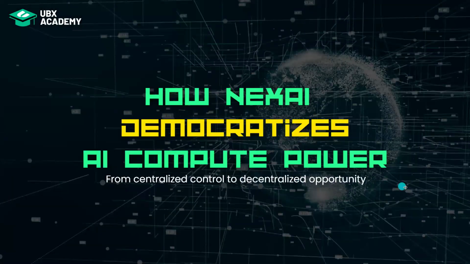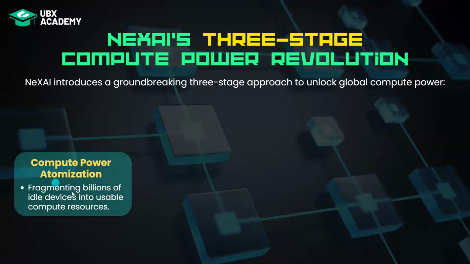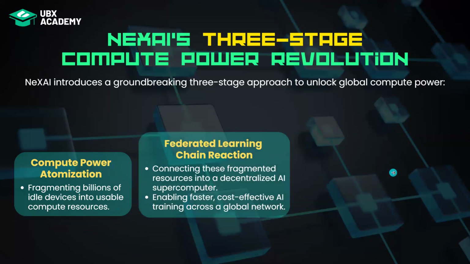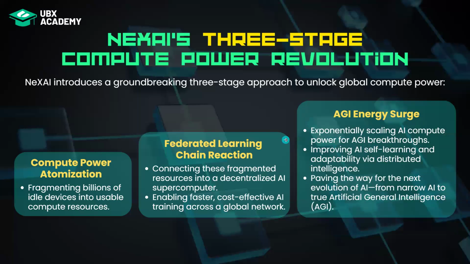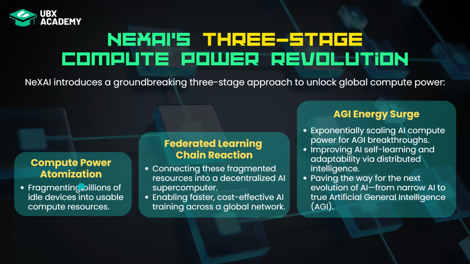Okay, how does NeXAI democratize AI compute power from centralized to decentralized? These are the three stages of the compute power revolution: compute power atomization, federated learning chain reaction, and AGI energy search. In short, in the first stage, they will gather all the billions of idle devices into usable compute resources. So users can submit all their idle devices to NeXAI for them to compute the user's contribution power.